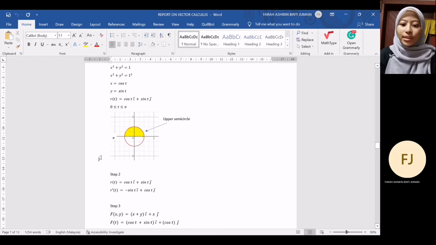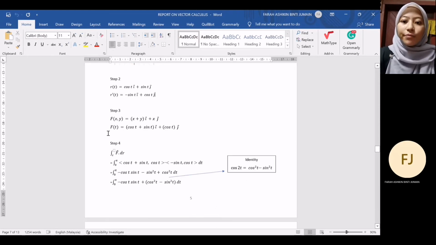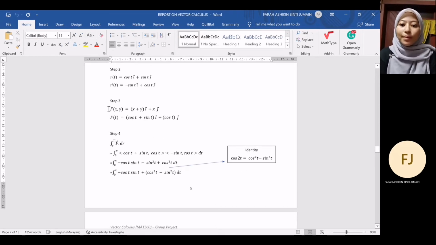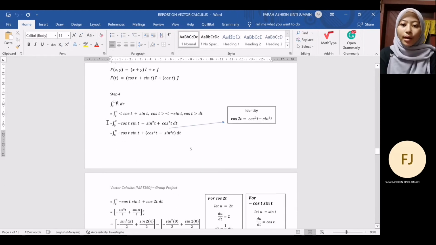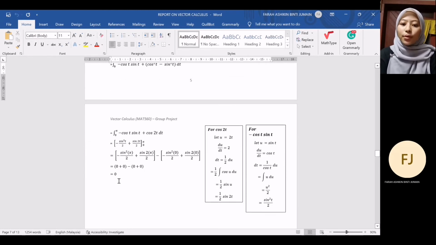Then we differentiate r(t), so r prime t will be negative sin t vector i plus cos t vector j. Next, from F(x,y) given, we substitute the x and y into F(x,y) to generate the equation F(t). Lastly, we do the dot product of F(t) with r prime t and we integrate the answer from 0 to pi. And we will get the answer equal to 0. I think that's all from me, so I will pass to Farah to continue question 2.